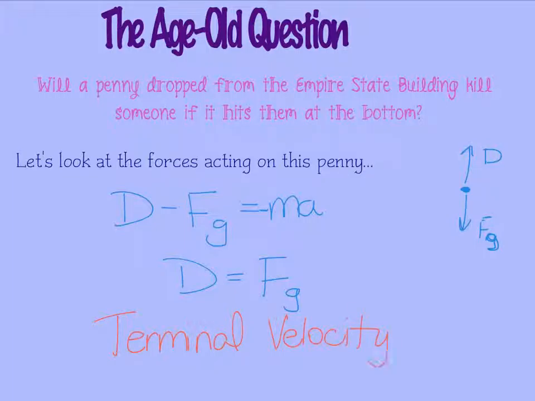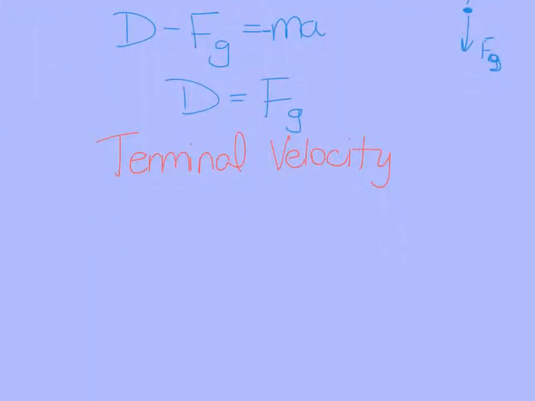When an object reaches terminal velocity, it is no longer speeding up or slowing down. It is all of a sudden going at the same constant speed, because again, the drag force is equal in magnitude to the gravitational force. Let's derive an equation for that terminal velocity.